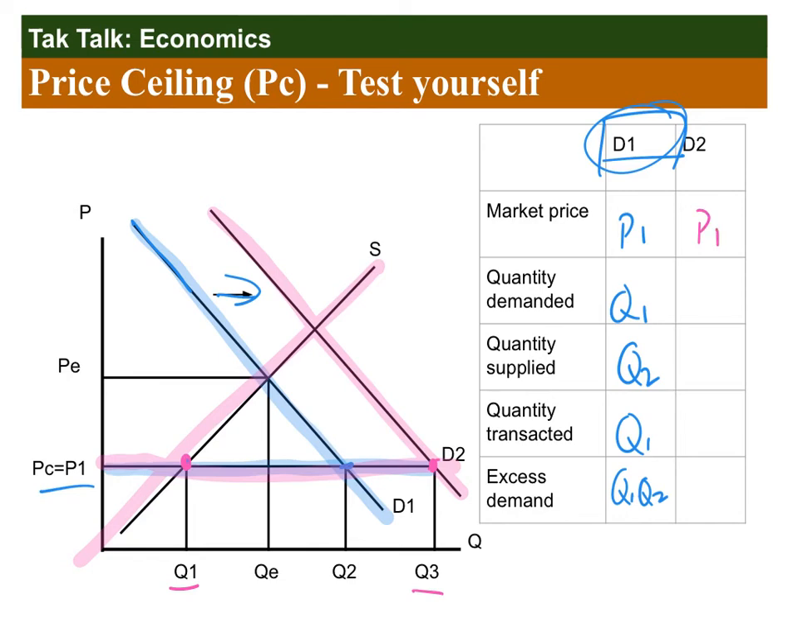So the market price is P1, and the quantity demanded, touching the demand curve here, will be Q3. Touching the supply curve, this one, it's Q1, and the quantity exchanged is the smaller one between those. Then the excess demand is now Q1 to Q3. That means this distance. Actually, if you find the change of the price, everything will be easy.